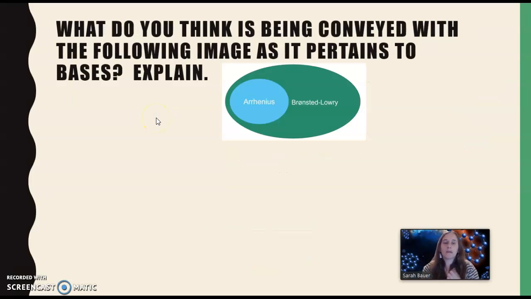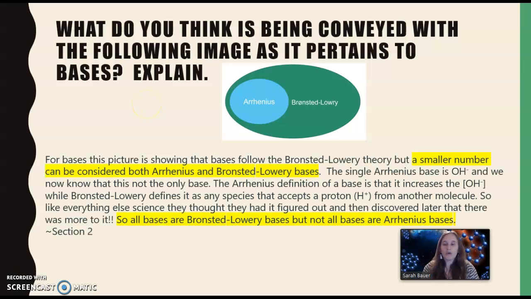What do you think is being conveyed with the following image as it pertains to bases? So a student in section 2 answered this really well, and I really liked even the wording of this. This picture is showing that bases follow the Bronsted-Lowry theory as being a proton acceptor, but a smaller number can be considered both Arrhenius and Bronsted-Lowry. And then the student goes on to explain that in terms of those two theories.